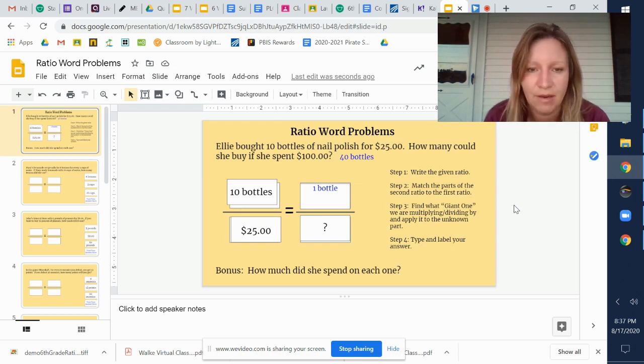I need to find my giant one. But I can't look at the bottom because I have no idea what to do to 25 to get the unknown. I need to look at the 2 pieces that I do know. What am I doing to the 10 bottles to get one bottle? In this case, it's getting smaller, so I know I need to divide. What do I need to divide by? 10 divided by what is 1? 10 divided by 10 is 1, so I need to take 25 divided by 10.